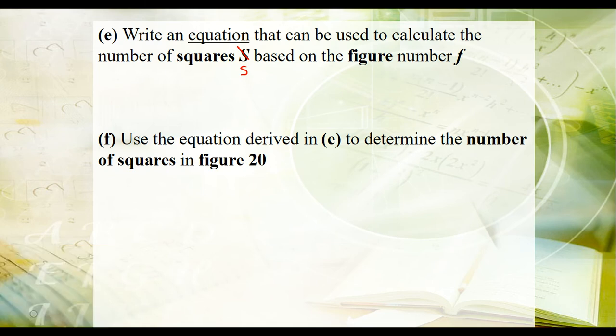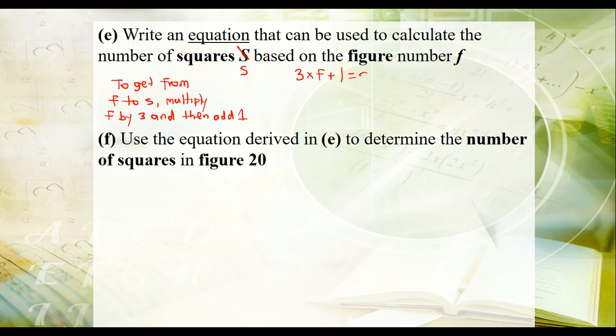So I'll say to get from F to S, we're going to multiply F by 3, and then we're going to add 1. Okay, so what would that look like? We're going to take 3, we're going to multiply by the figure number, we're going to add 1, and then that's going to be equal to S.